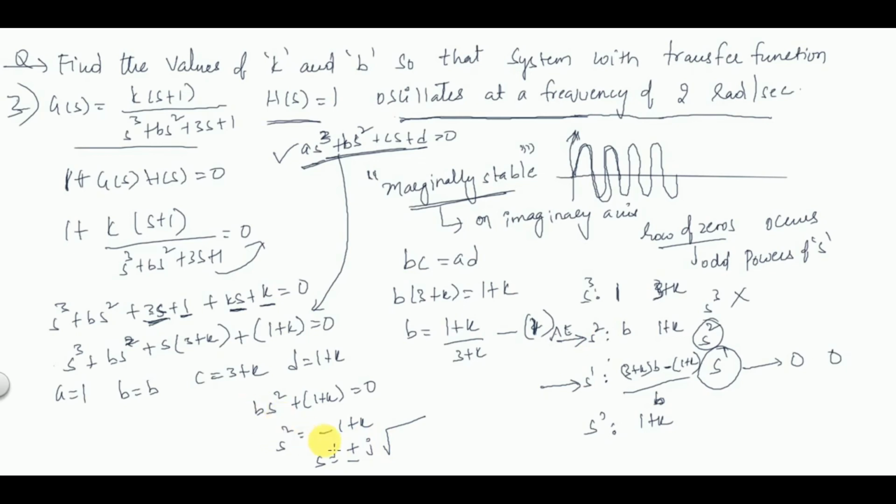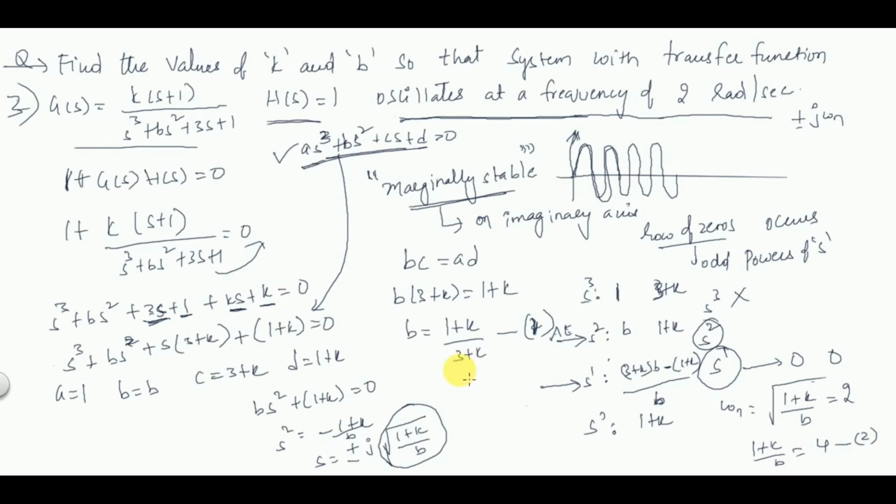Right, so this is b s square plus a, so this will be divided by b, so it will be 1 plus k divided by b. So this is your omega n, your oscillating frequency, plus or minus j omega n. So omega n is equal to root of 1 plus k by b, which is given as 2. Squaring on both sides, 1 plus k by b is equal to 4.